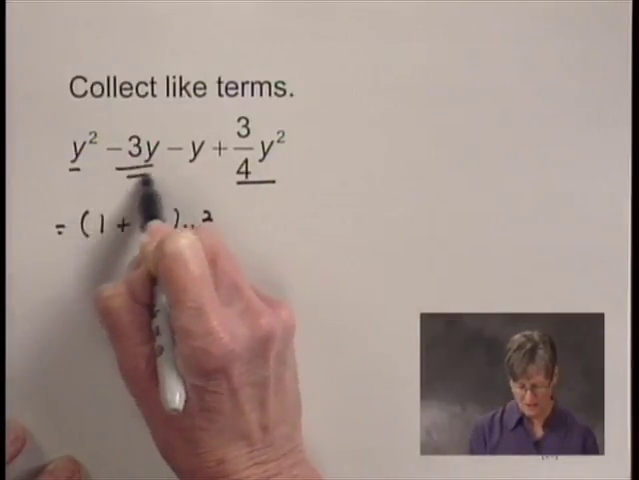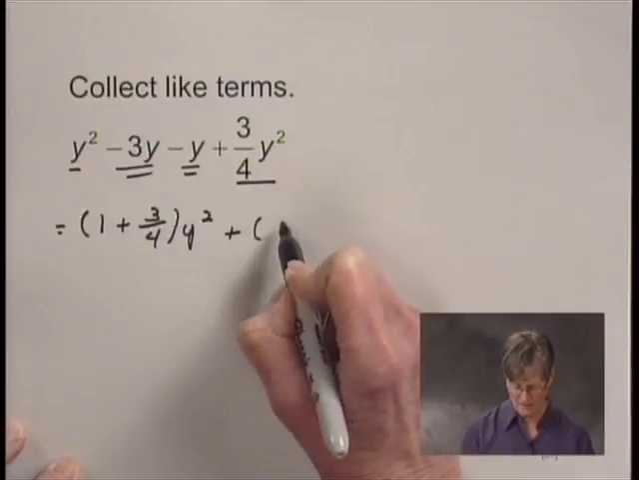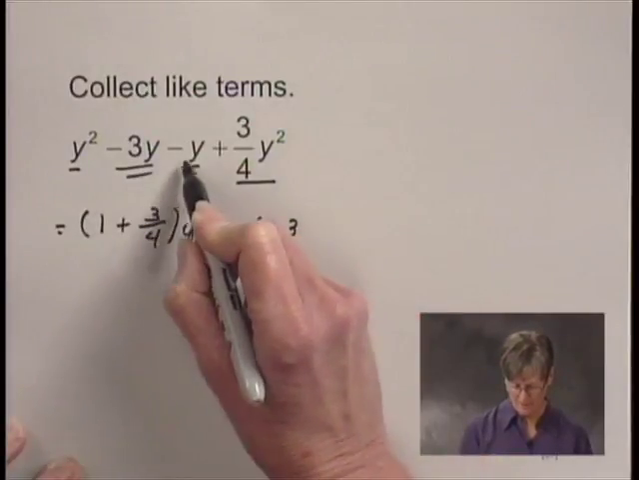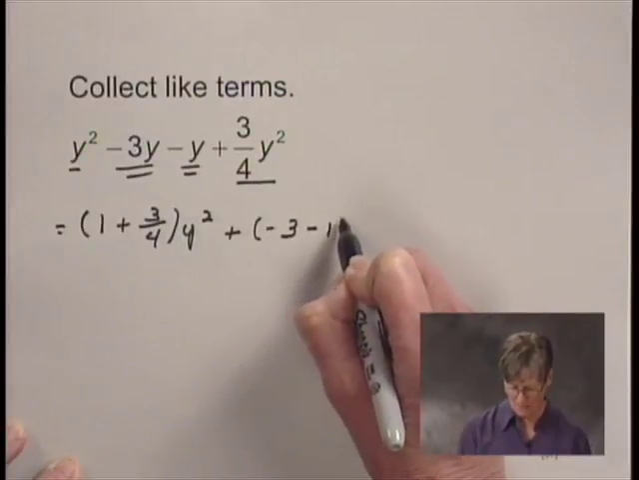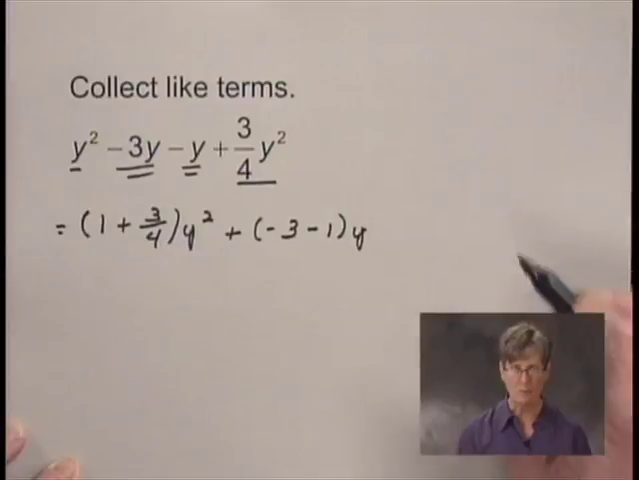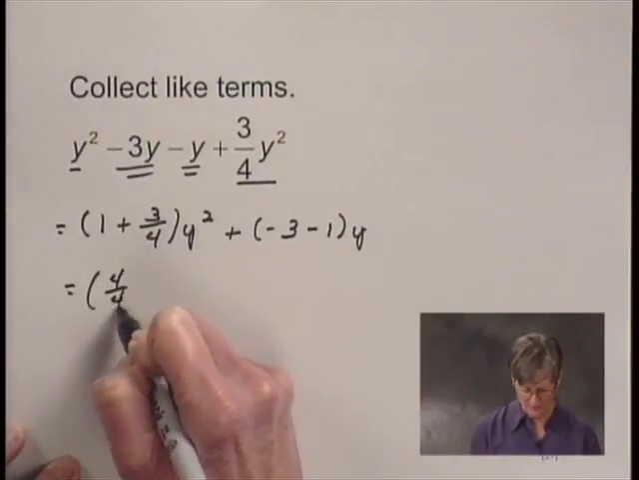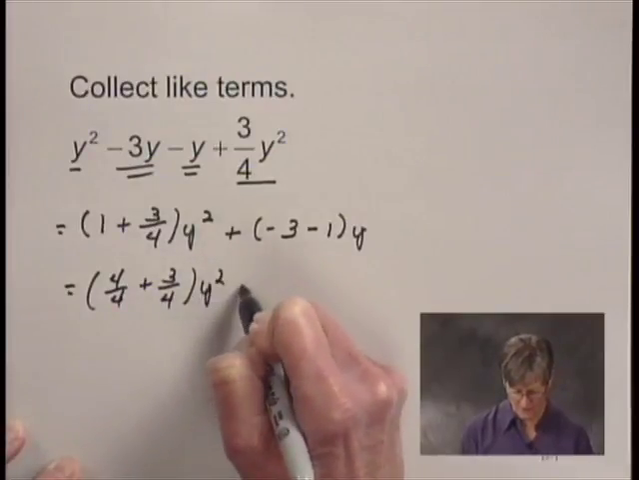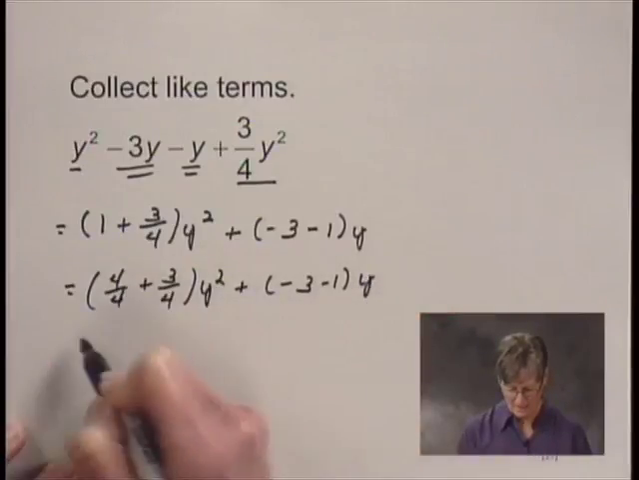And here we have a y term, and here we have a y term. So I can write that as the coefficient of this term, negative 3, plus the coefficient of this term, which is negative 1. So I can write negative 3 minus 1 times y. Now 1 is 4/4. So I have 4/4 plus 3/4 y squared plus negative 3 minus 1 times y.